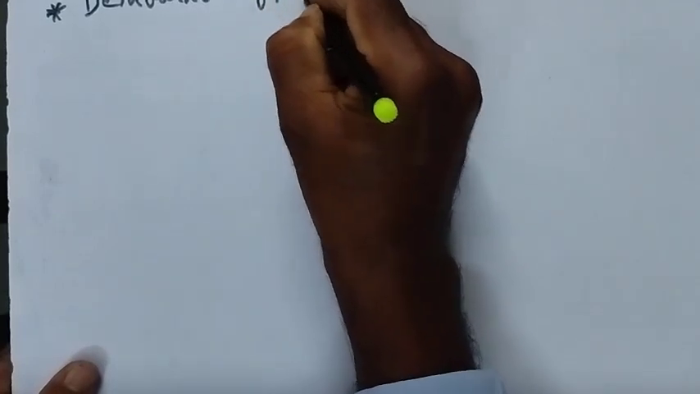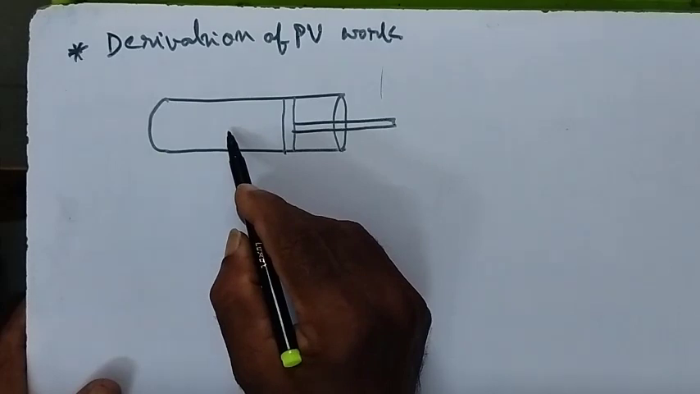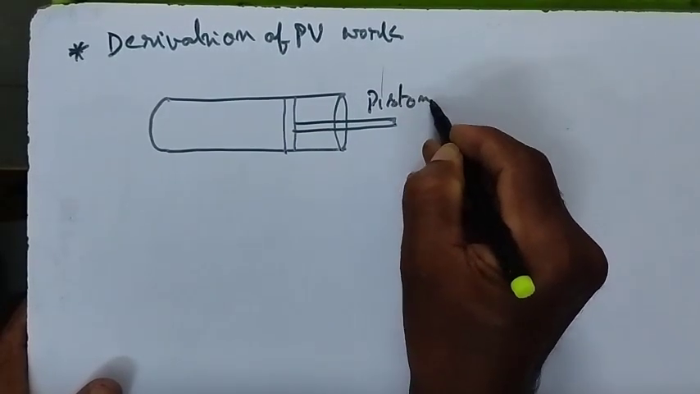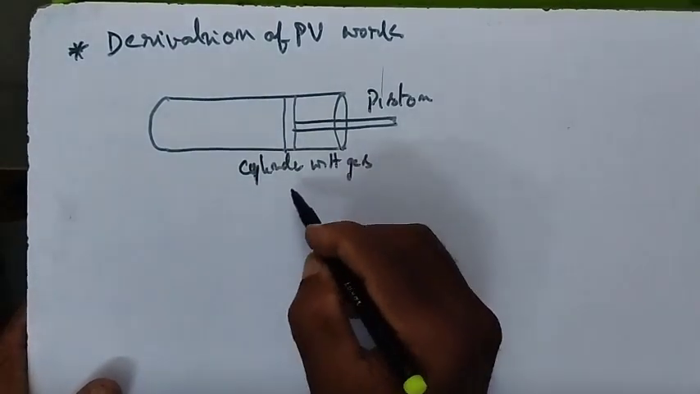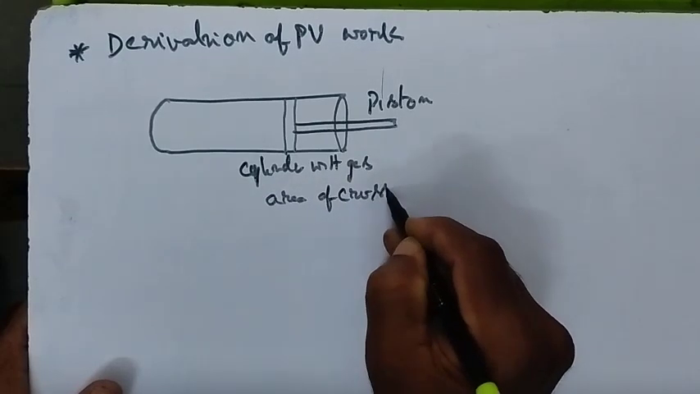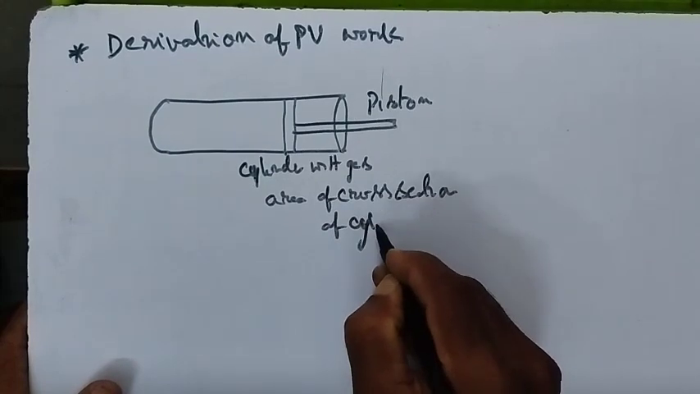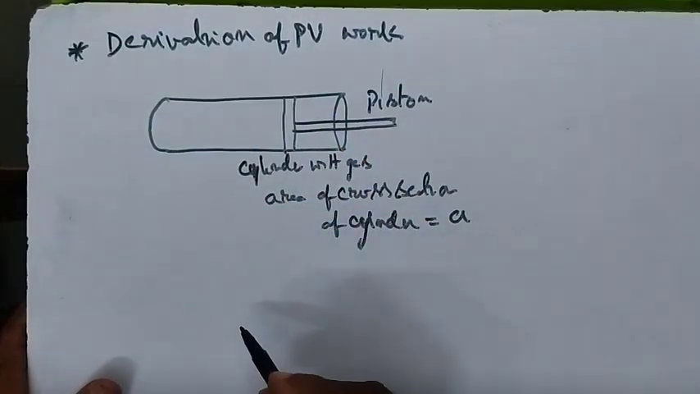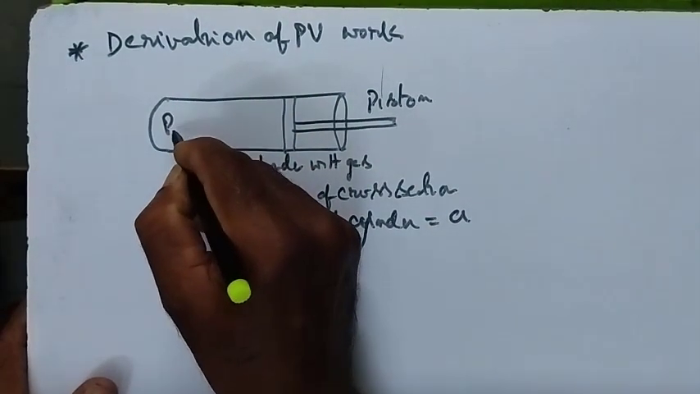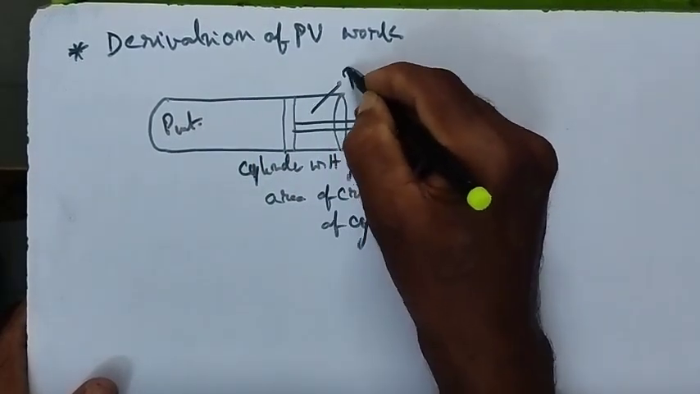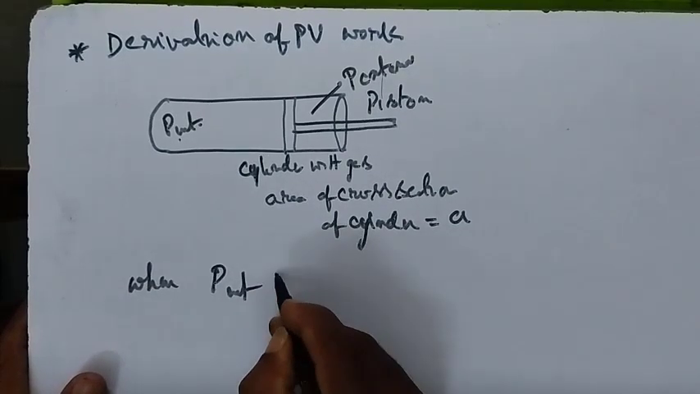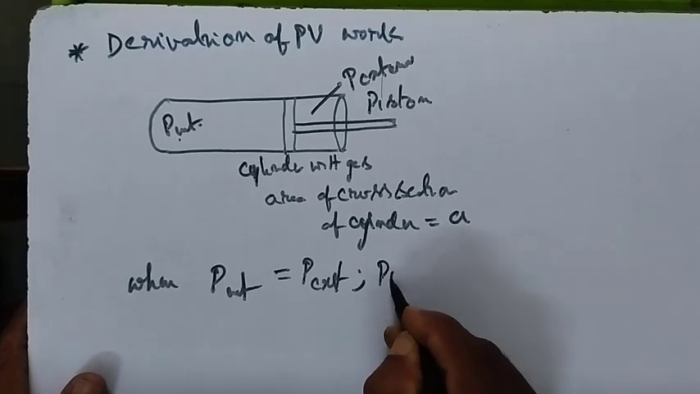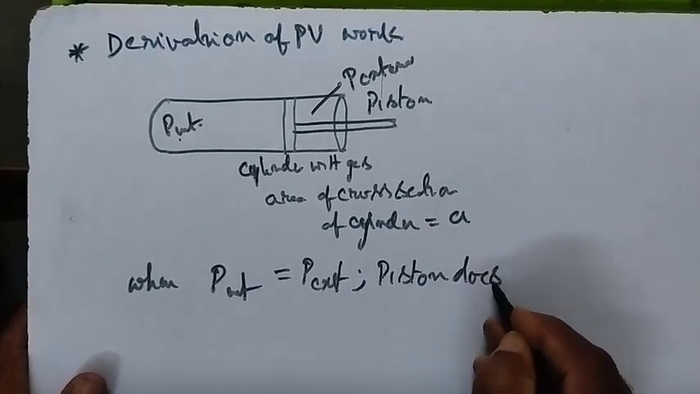So, derivation of PV work. Consider a cylinder fitted with a piston. This is the piston. This is the cylinder with the gas, with area of cross section A. This is P internal, and here this is P external, the internal pressure and external pressure. When P internal is equal to P external, then the piston does not move.